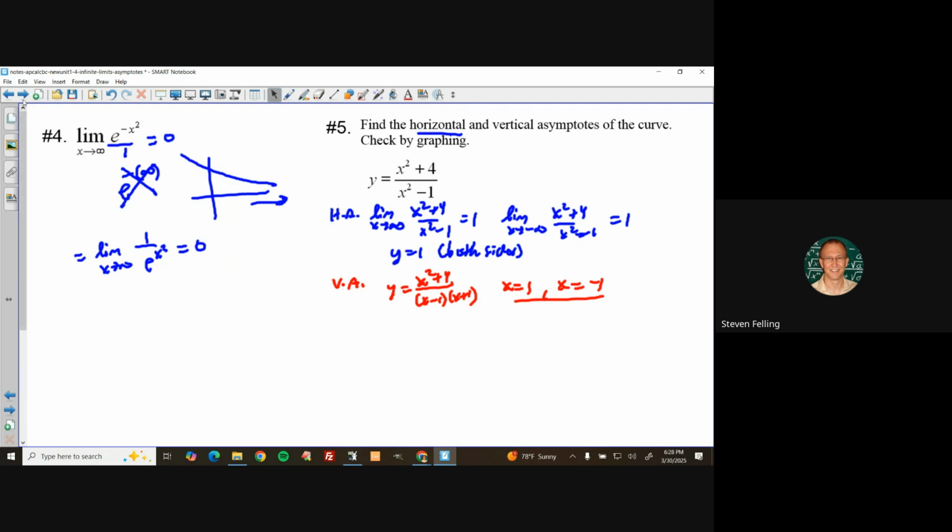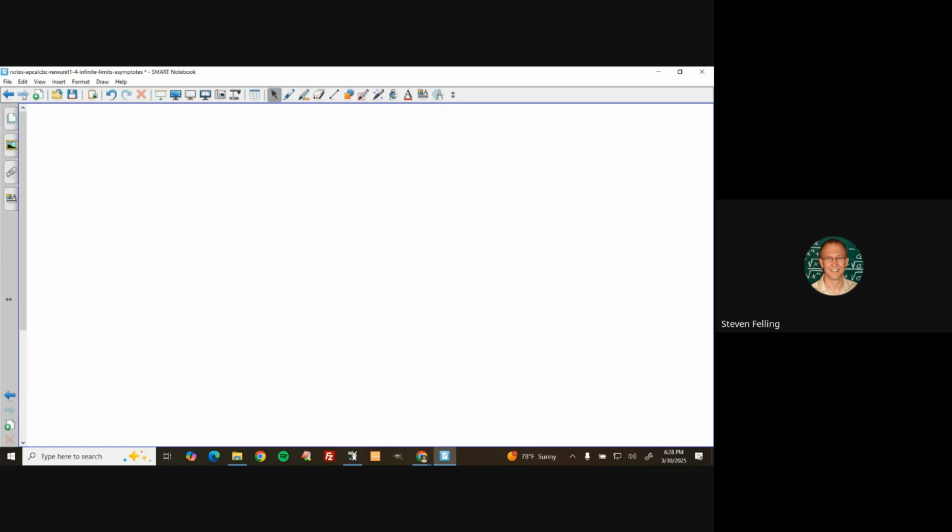Right, and that concludes that. We can use limits and see their connections to the asymptotes.